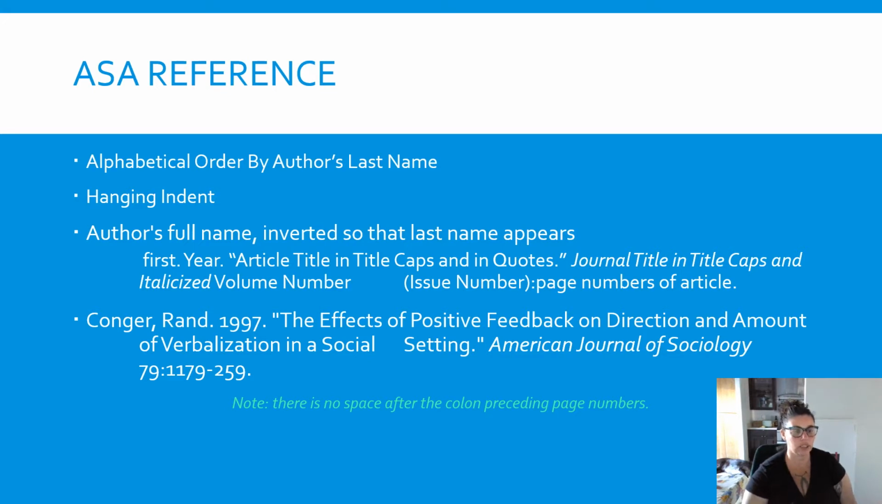This is what a hanging indent looks like. It's the opposite of a paragraph indent, right? You're going to have a name hanging out, and then everything else indented after that, so that when you look at the references, you'll see that name first, right here, Conger Rand. So: the author's full name, last name first, the year, the article title with all caps and in quotes. You see here the effects, positive, feedback, direction, all of that's capitalized. There's a little extra space that shouldn't be there. Then the American Journal of Sociology, and then your issue number and your page numbers.